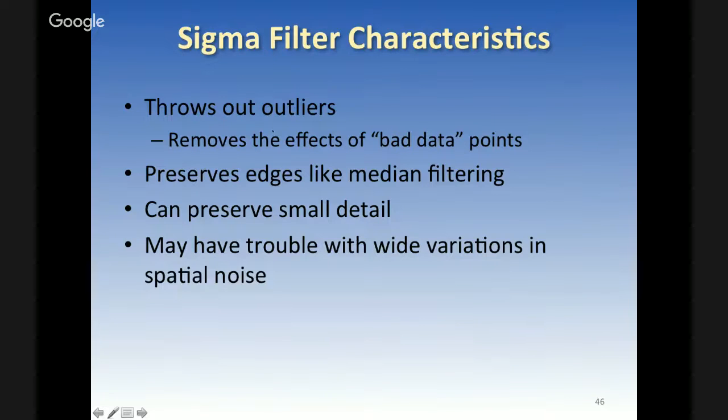That's one of the good things. It removes the effect of bad data points. That's what's really good about the sigma median filter. It preserves edges just like the median. It can preserve fine detail, but it can also have trouble with wide variations in spatial noise as it moves around the image. For bright areas, it may start messing things up where you don't want it to filter as much. So that can be a problem.